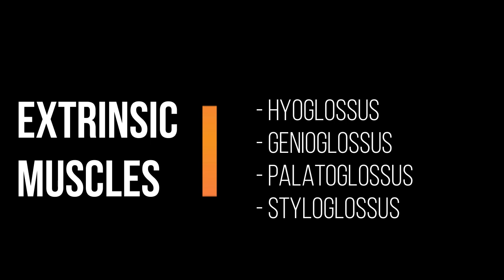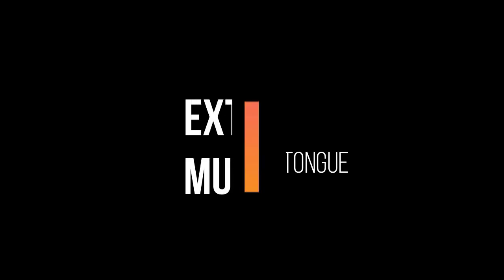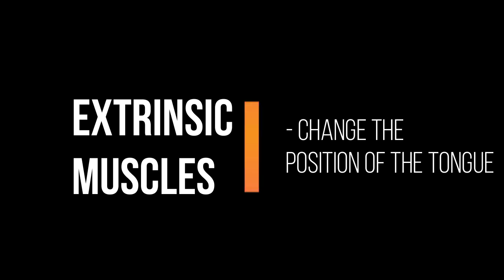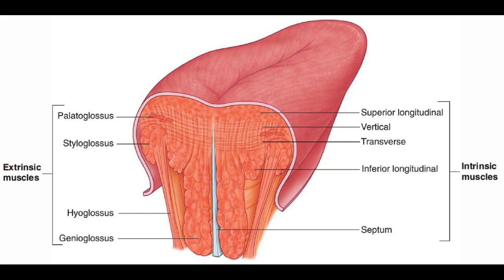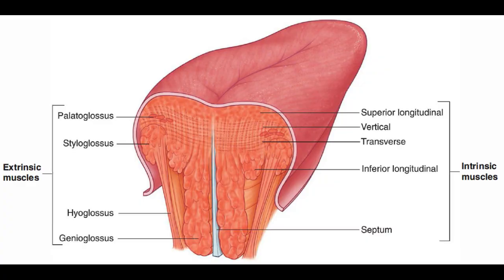Interestingly, GPS is the short form for global positioning system, and all the extrinsic muscles of the tongue are responsible for positioning of the tongue. So that will be quite easier for you to memorize. And then the functions, origin, insertion and innervation. I've already talked about the innervation. All the muscles of the tongue except the palatoglossus are innervated by the hypoglossal nerve, and the palatoglossus is innervated by the vagus nerve via the pharyngeal branch.